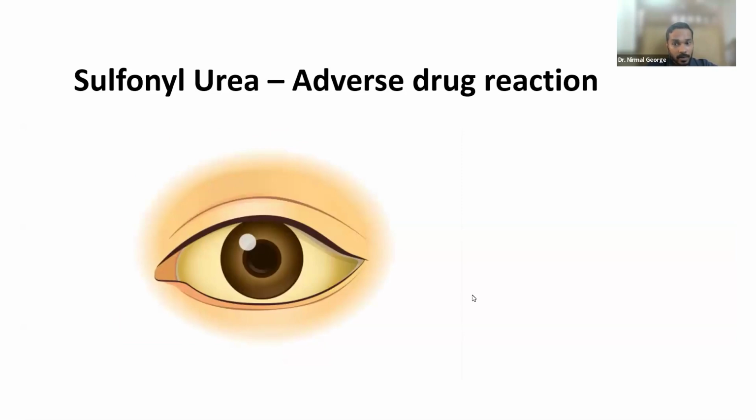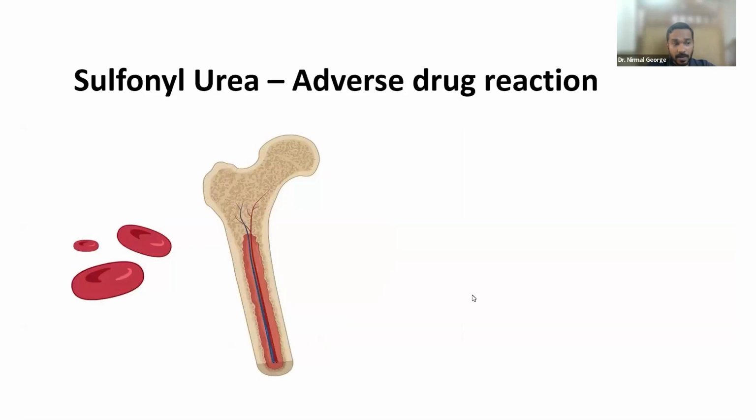Sulfonylureas can also produce cholestatic jaundice, and they have some allergic response, which is predominantly seen in the hematopoietic cells. That can result in adverse drug reactions like agranulocytosis, aplastic anemia, and hemolytic anemia.